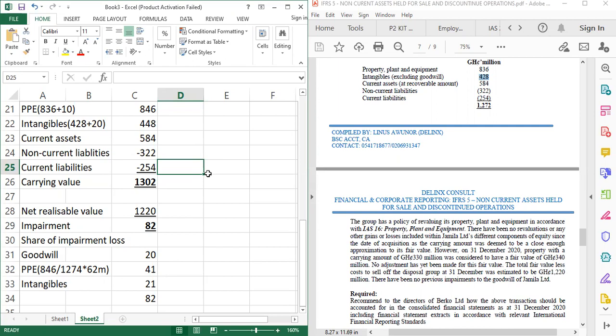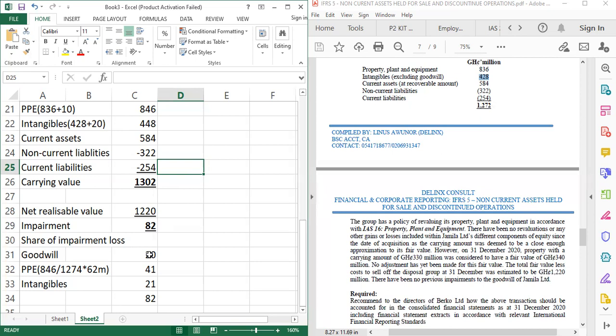Linus, sorry, please, where did you get the 62 million from? 62 million is the impairment. The total impairment is what? 82. Yes. Goodwill will take all the 20. Okay, we have taken the goodwill.